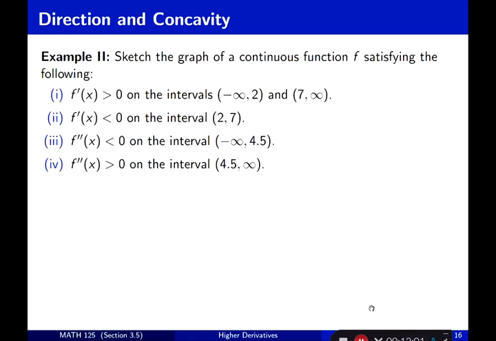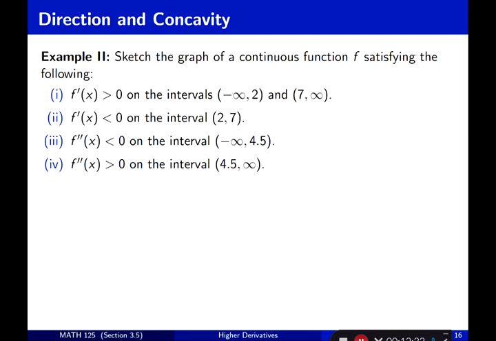Now, sketch the graph of a continuous function f satisfying the following. F prime of x is positive on the interval negative infinity to 2 and 7 to infinity. F prime of x is negative on the interval 2 to 7. F double prime of x is less than 0 on the interval negative infinity to 4.5. F double prime of x is bigger than 0 on the interval 4.5 to infinity.